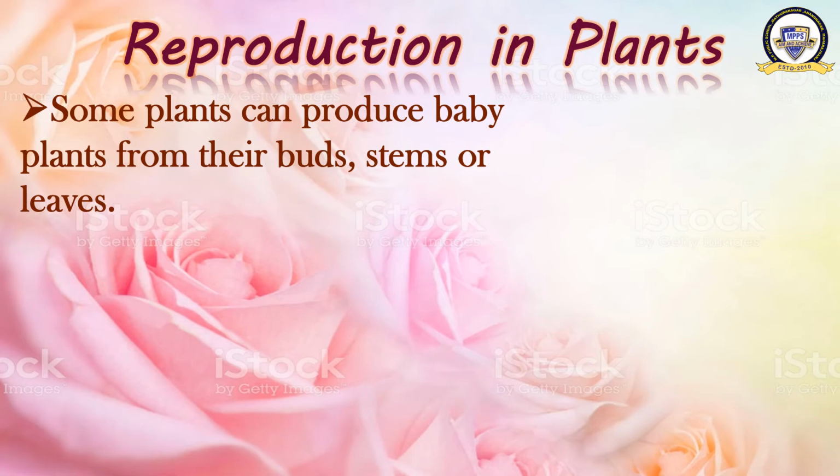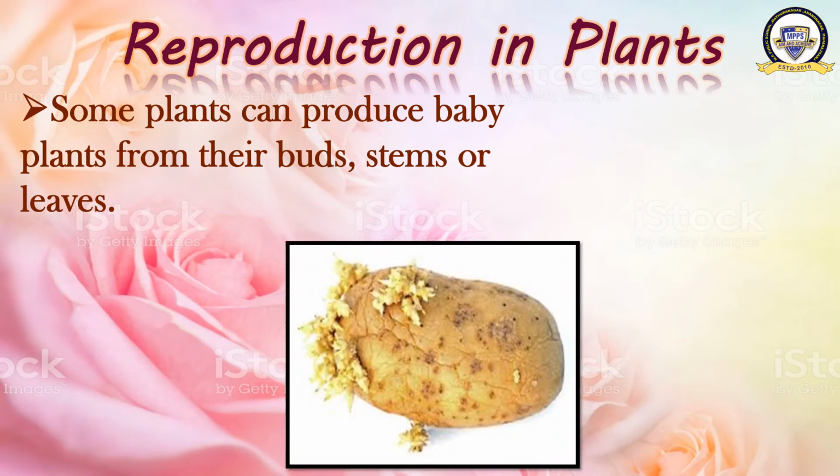Some of the plants are there which produce their young ones from their root. Some produce from their stem, some from their leaves or buds. In this way, there are different parts of the plant that are used to reproduce. Okay, let us learn something more.